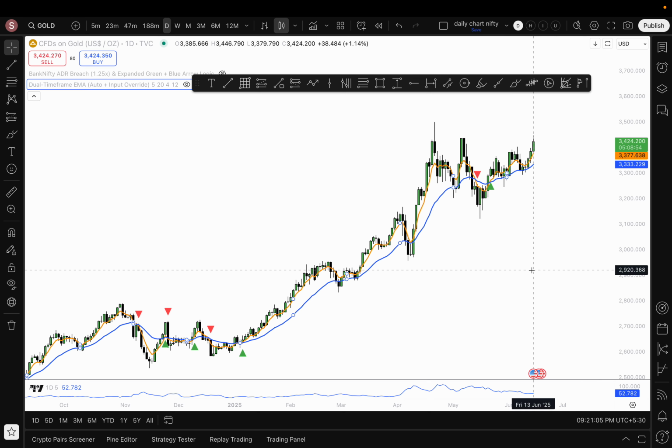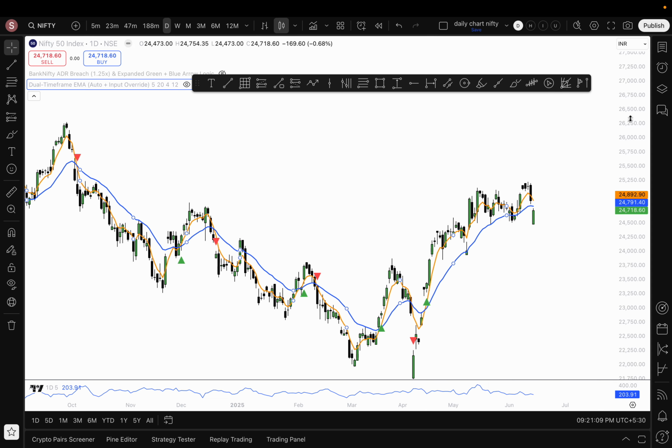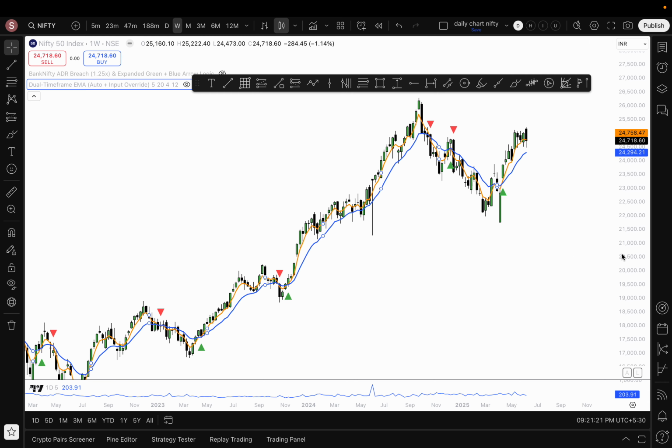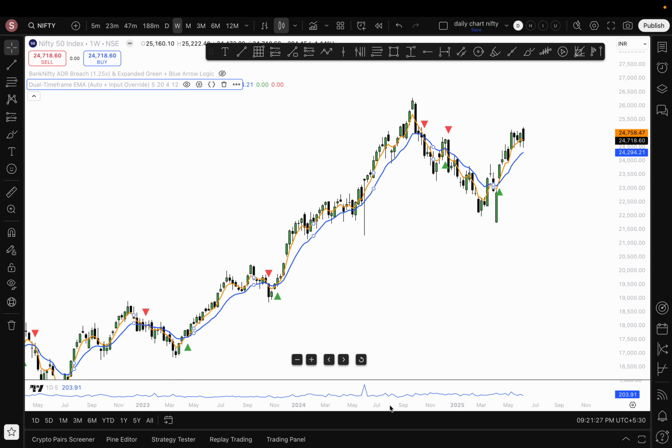Coming to how to use this indicator, for this I will use Nifty 50. So here's Nifty 50. The first step before you do anything is to open the weekly chart, which is here. A green signal is a buy and a red signal is a sell. On its own the indicator doesn't work so well, because the market is meant to fake you out.